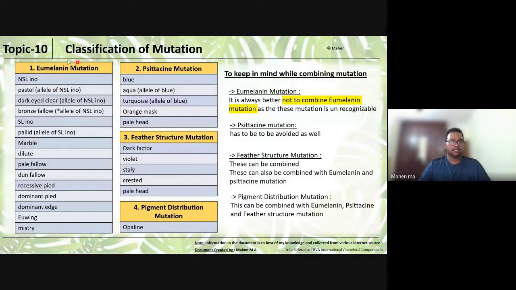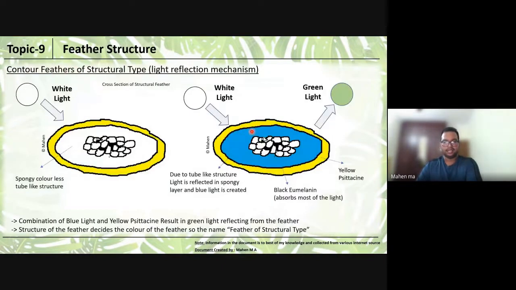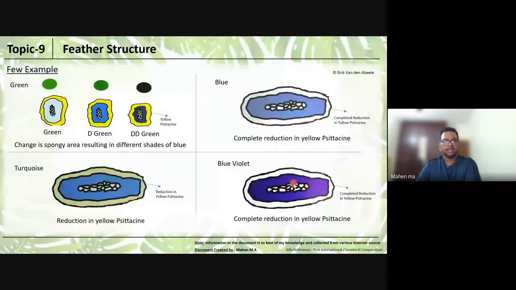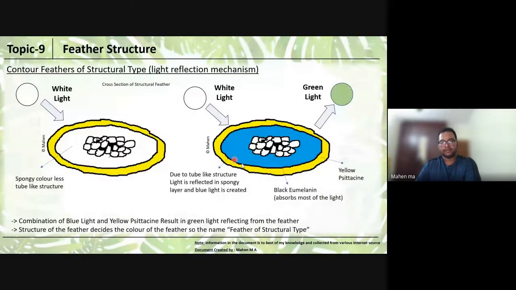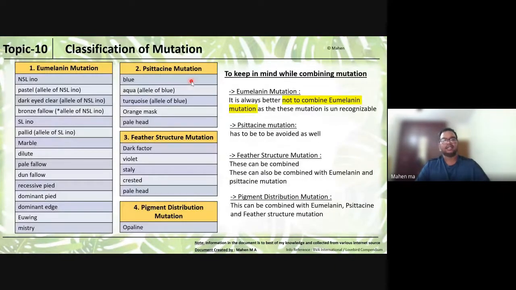So we classify the mutations into eumelanin mutation, citizen mutation, feather structure mutation, and pigment distribution mutation. In eumelanin mutation, there is either a decrease or increase in the eumelanins, that is this one inside. Either this will be very dark or very light because of the increase and decrease of the eumelanins. The second is citizen mutation. This mutation is caused when there is an increase or decrease in the citizens in the feathers. That is this yellow color you see here. If there is an increase or decrease in the color of the citizens in this layer, then such mutations are categorized under citizen mutations.